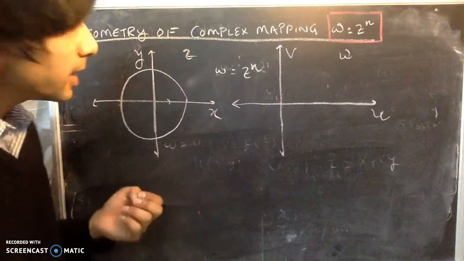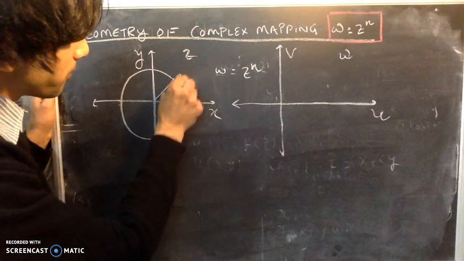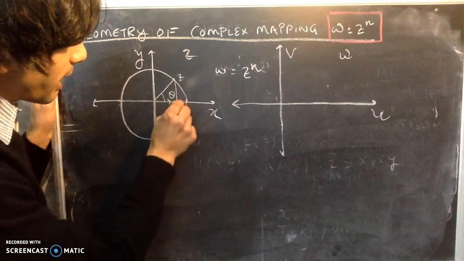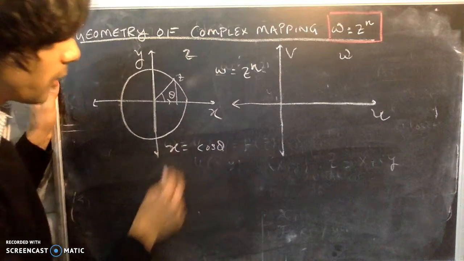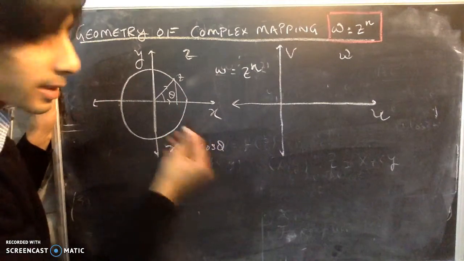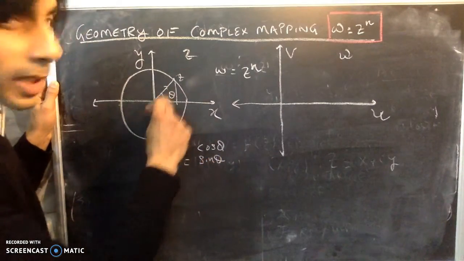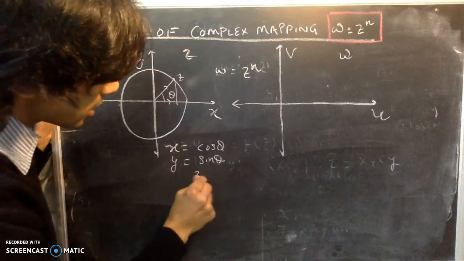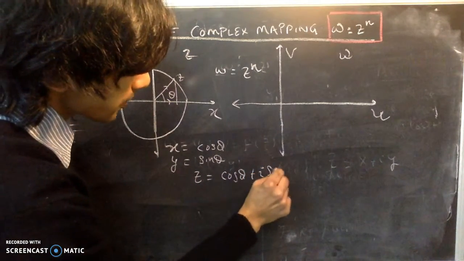Now, when we're talking about the unit circle, one of the ways of depicting the unit circle in the z-plane is, if you recall, let's say you're at some point z on the unit circle, which makes an angle theta. Then we know that the x-coordinate of this point is cosine theta, which is the projection of this vector along the x-axis, and the y-coordinate is sine of theta. And therefore, the complex number that z represents is of the form cosine theta plus i sine theta.